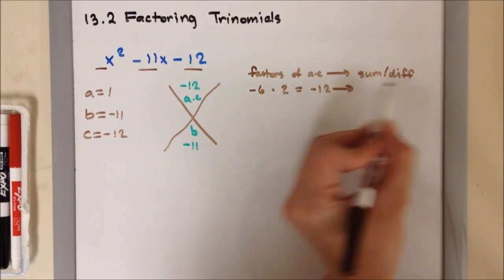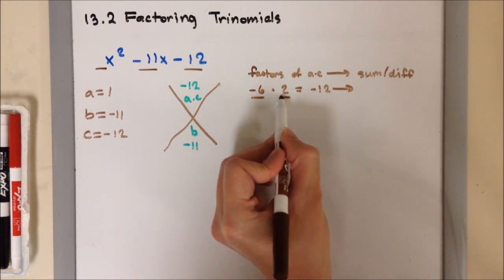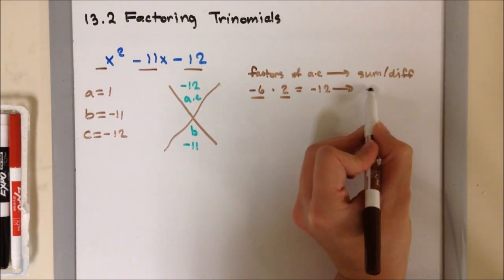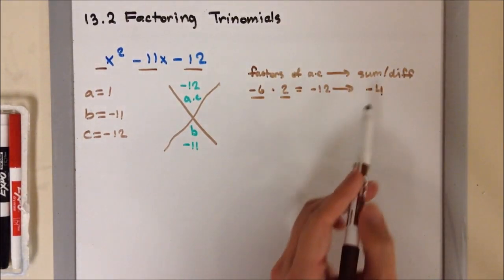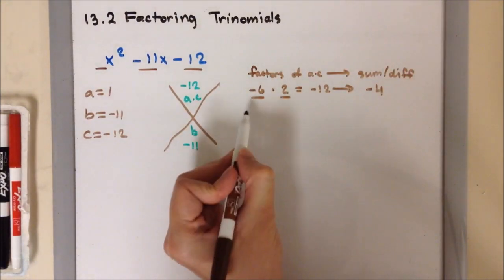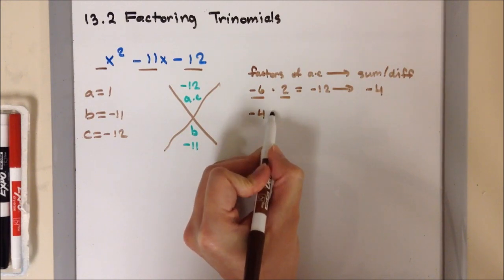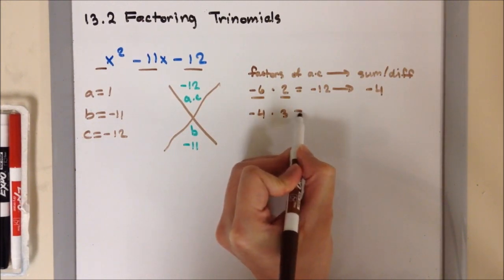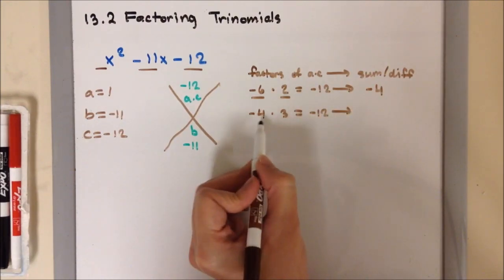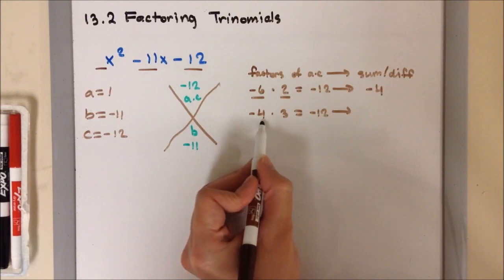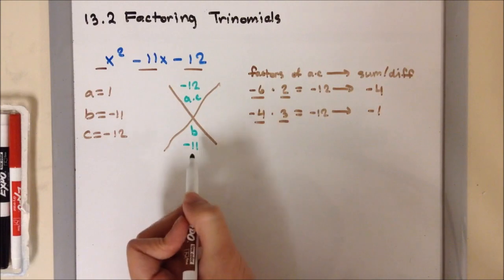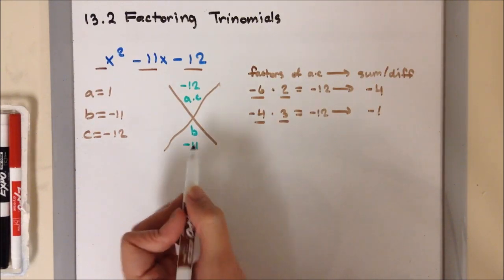So let's check the sum and difference between negative 6 and positive 2. When you combine negative 6 with positive 2, the sum and difference will be negative 4. So it doesn't match with our B value. Next, you could try negative 4 times positive 3, which will multiply into negative 12. So when you combine the sum and difference between a negative 4 and a positive 3, the sum and difference is negative 1. Doesn't really match with my negative 11.